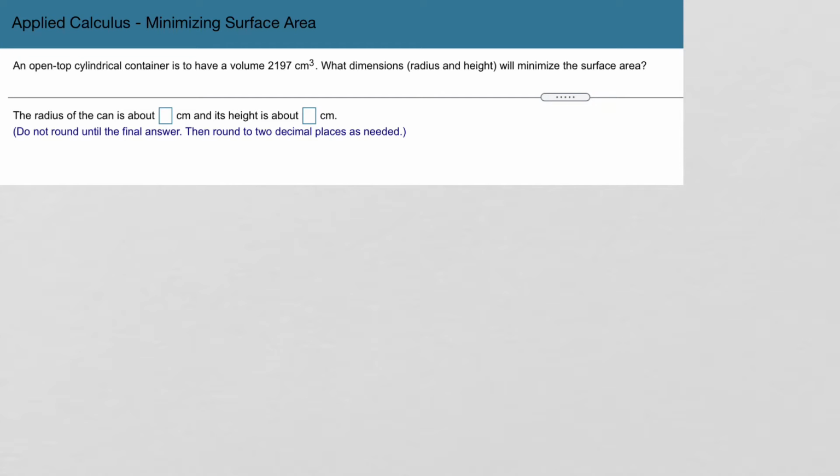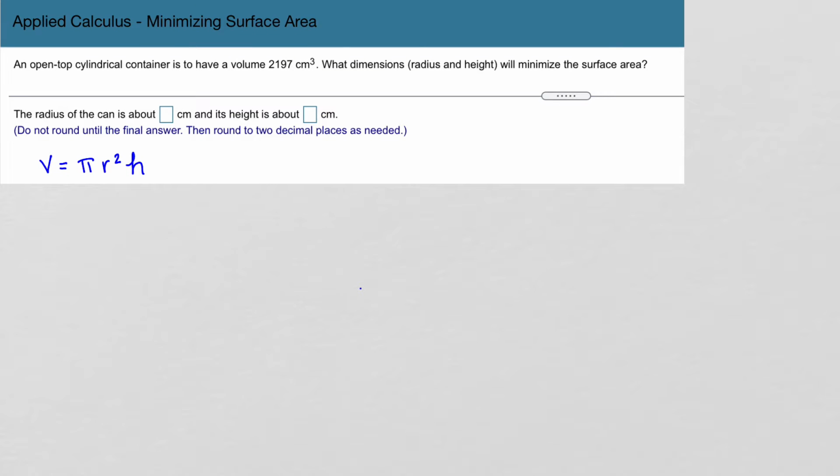In this problem, we're told that an open-top cylindrical container is to have a volume of 2,197 cubic centimeters, and we want to know what dimensions for the radius and height will minimize the surface area. So I'm going to start with the formulas. The formula for volume of a cylinder is pi times the radius squared times the height. So for any three-dimensional figure, you take the area of the base times the height, that gives you your volume.